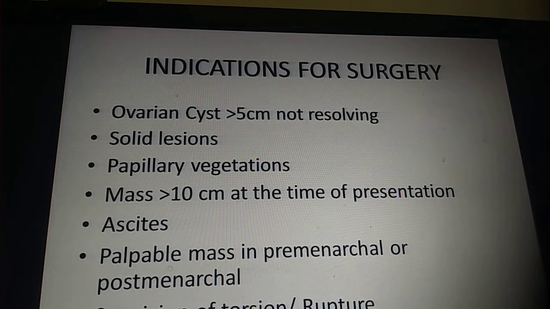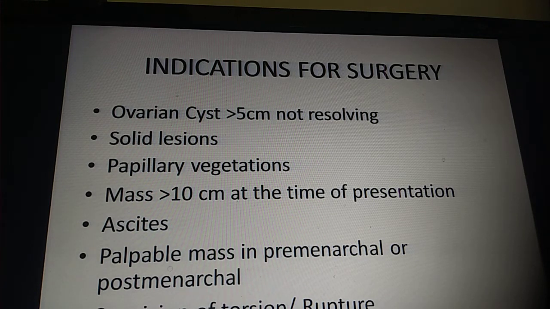Indications for surgery would be an ovarian cyst which is not resolving. You have been watching it for some time, 3, 4, 6 months. It is not increasing in size, but it's not resolving either. It is stationary at maybe more than 5 centimeters. Then if there are solid lesions, you won't take a chance.